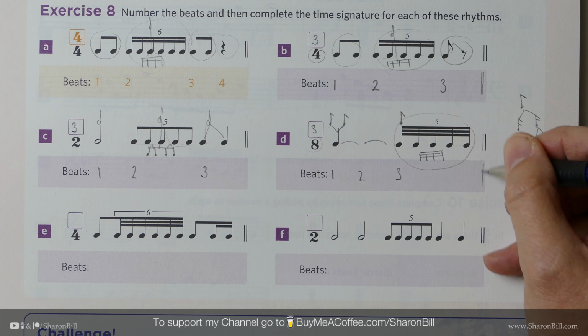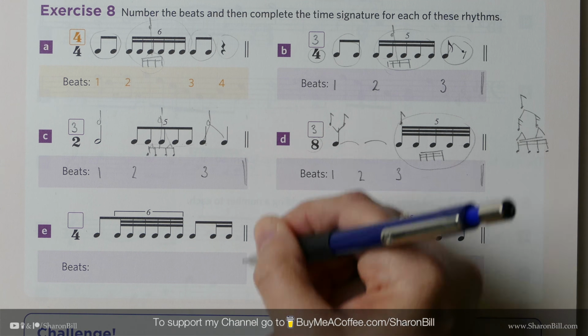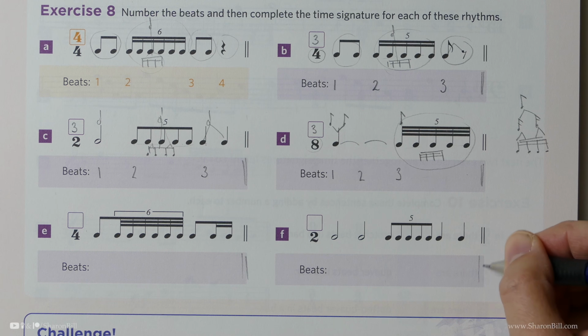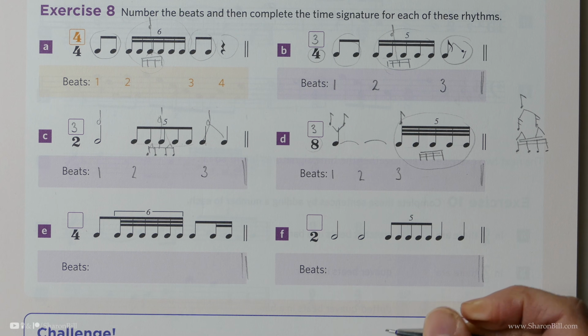I suppose actually I should put the double bar lines. I don't know, does that matter? Let's do that. Why not? I don't think we need to, but just getting a bit carried away there.